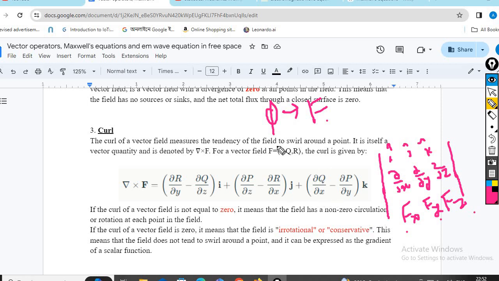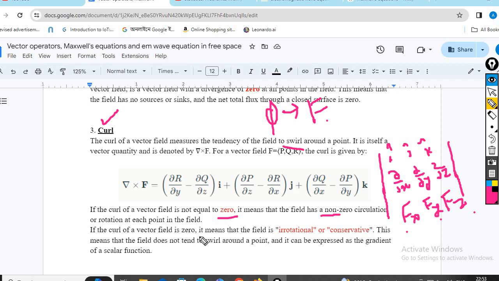Now we need to check whether there is any curl in the system or not, whether there is a rotational motion or not. This will be calculated by curl. If the overall curl value is equal to 0, then obviously there is no rotation. There will be no swirl of the field. But if this is non-zero, then obviously there will be curl in the system.